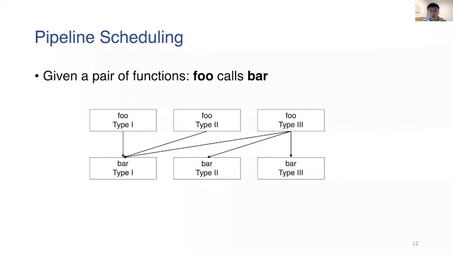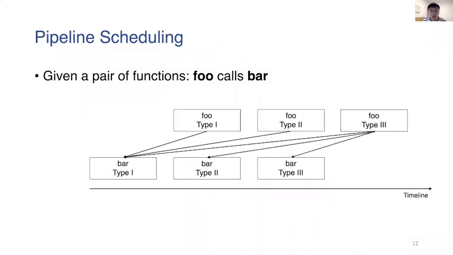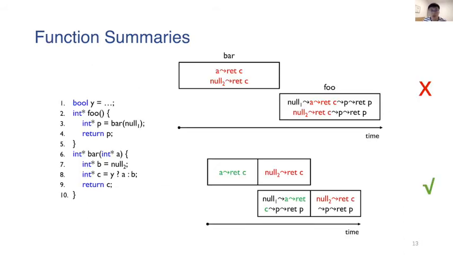After removing the red dependence, we can schedule them in a pipeline manner. After generating the type 1 summary of function bar, we can generate the type 1 and type 2 summary of function foo. Finally, we can generate the type 3 summary of function foo after generating all summaries of the function bar. So for this example, our approach doesn't need to wait for the analysis of bar to finish to start the analysis of function foo, so our analysis is faster and more efficient.